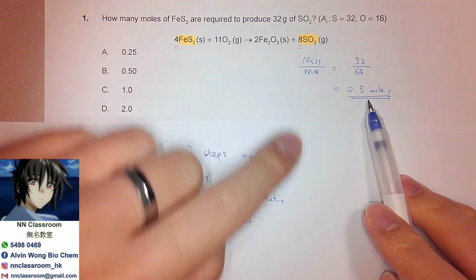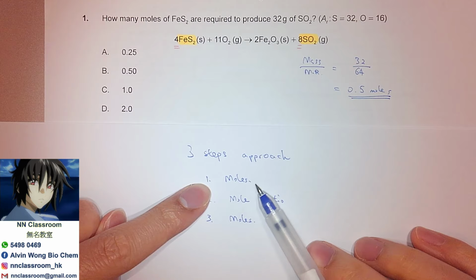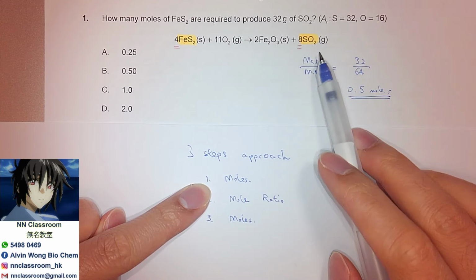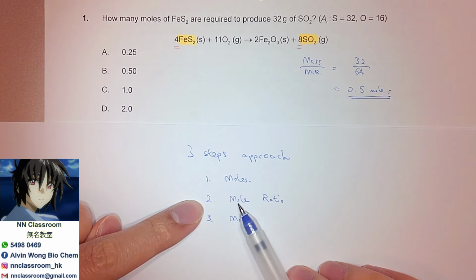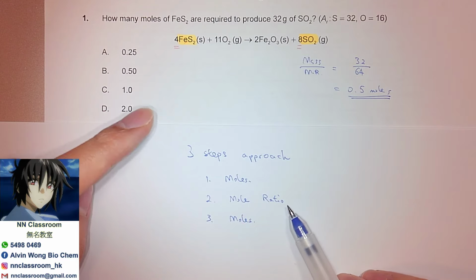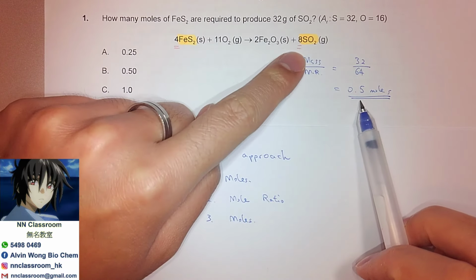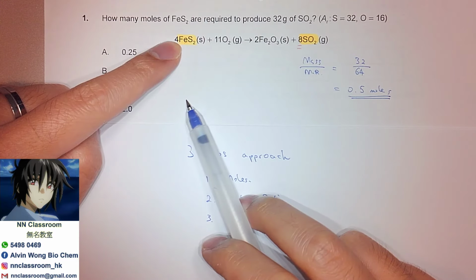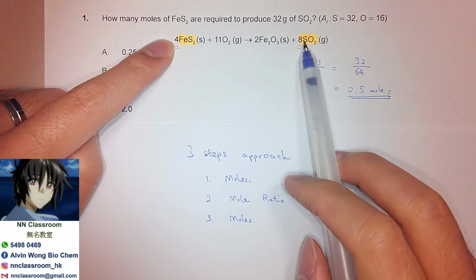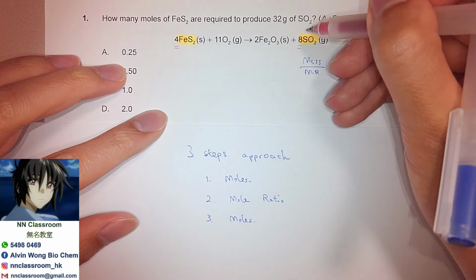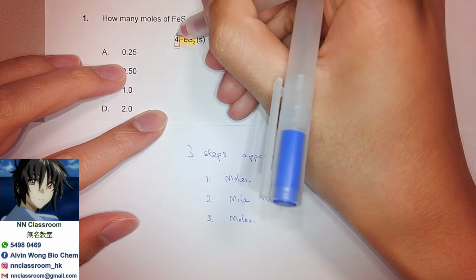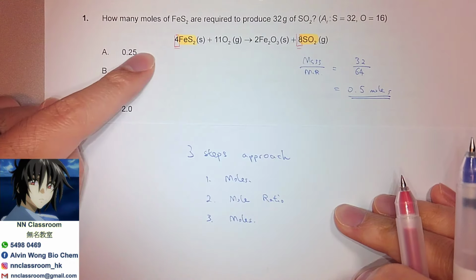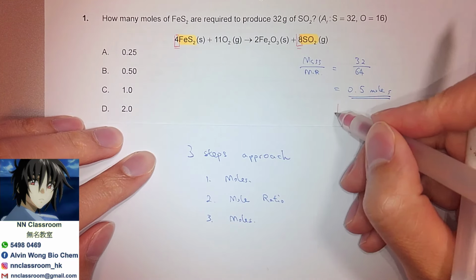So at the very beginning, we arrived at the moles of the given substance, which is SO2. Then what's the next step? Mole ratio. That means the bridge between the SO2, which we now know is 0.5 moles, and our target, FeS2, which is going to be this coefficient. Again, don't call it coefficient anymore, but now we call it mole ratio. So 8 to 4 simply means 2 to 1.